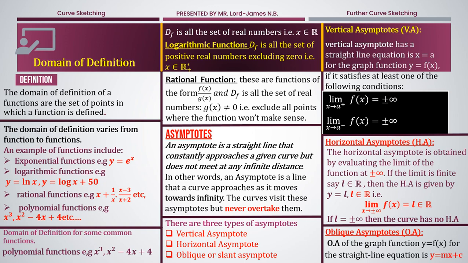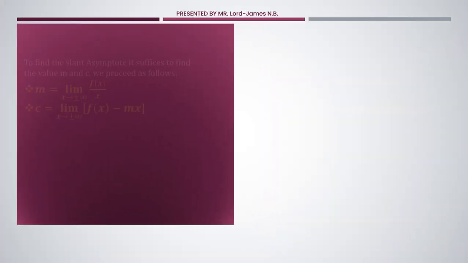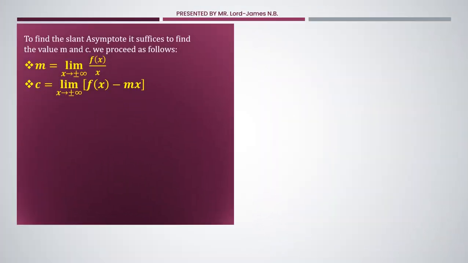So we have an oblique asymptote, or a slant asymptote. An oblique asymptote of the graph of the function y equals f of x is always in the form y equals mx plus c. To find the oblique asymptote, it suffices to find the values of m and c. So the oblique asymptote is in the form y equals mx plus c, where m is the gradient of the function and c is the intercept.